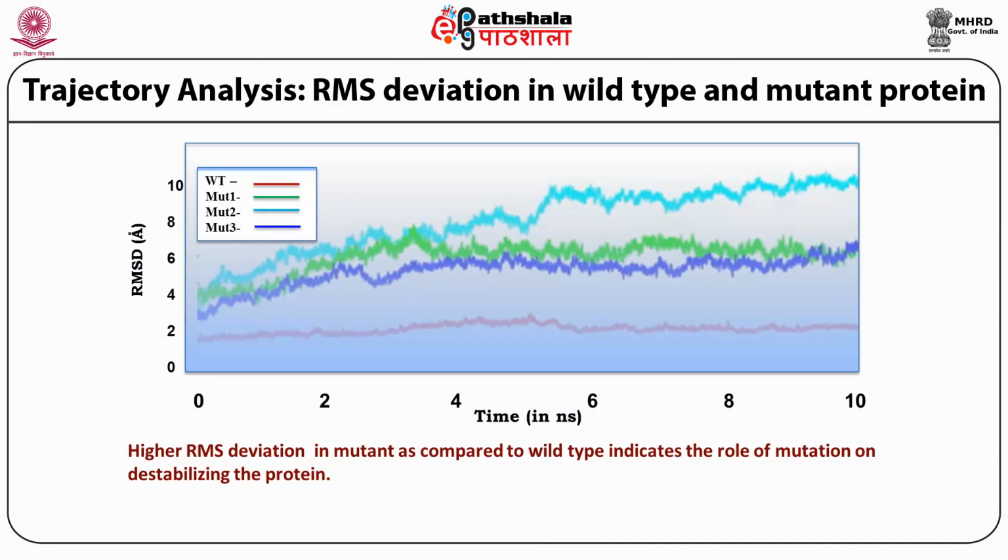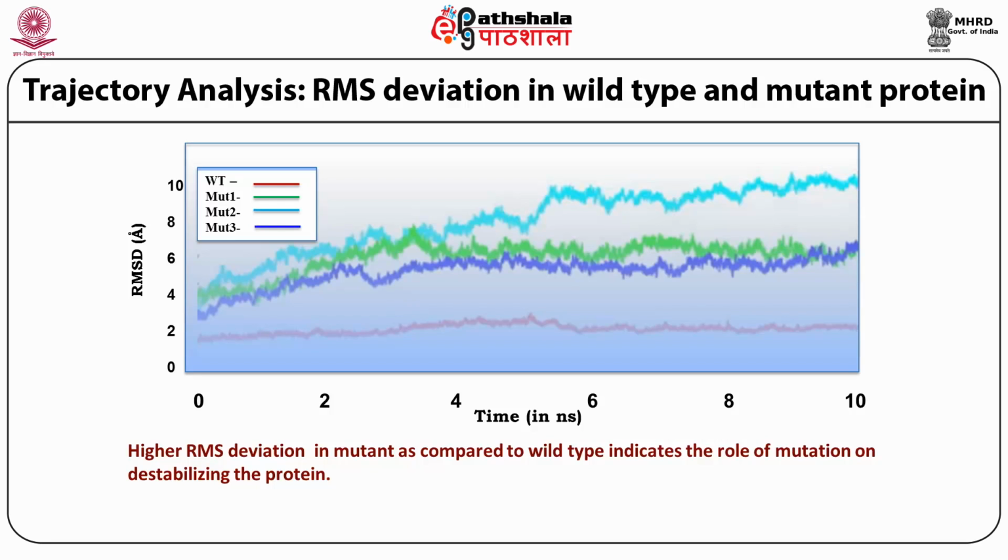Similarly, an RMS deviation plot of wild-type and mutant protein during MD simulations can indicate the stabilizing or destabilizing effect of mutation on protein structure. In this case, we can see that RMS deviation in mutant protein is higher than wild-type protein. This indicates the destabilizing effect of mutation on protein structure. If we have more than one mutant form of protein, we can predict the degree of destabilizing and stabilizing effect of each mutation.